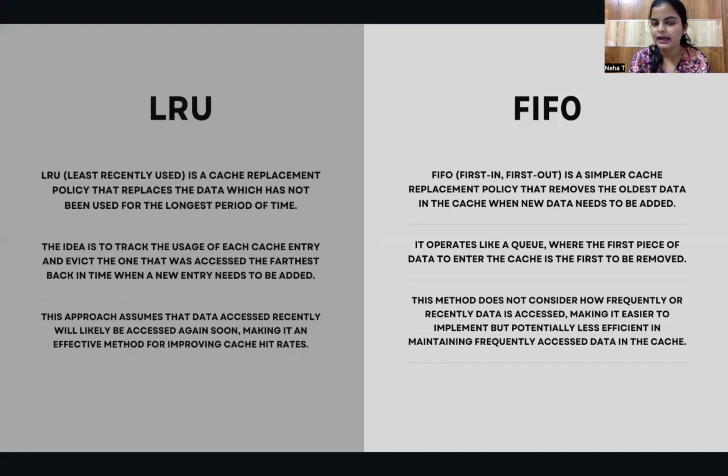That is for LRU. The idea is to track the usage of each cache entry and evict the one that was accessed the farthest back in time when a new entry needs to be added. So when a new entry is going to be added, we replace the least recently used. This approach assumes that the data accessed recently will likely be accessed again soon, making it an effective method for improving cache hit rates.